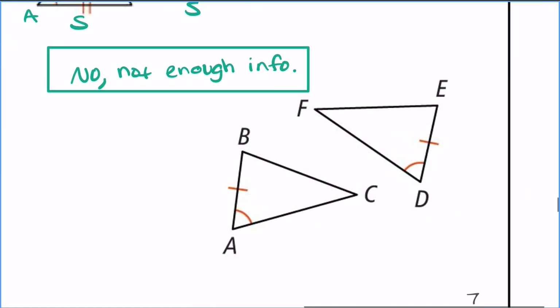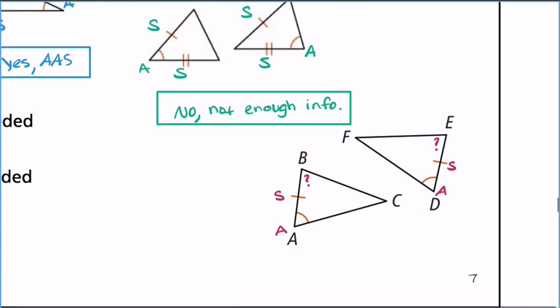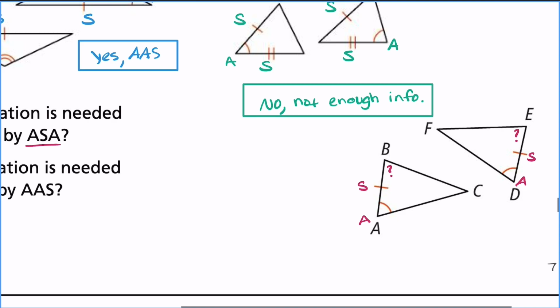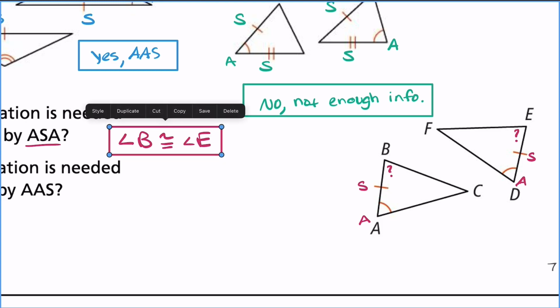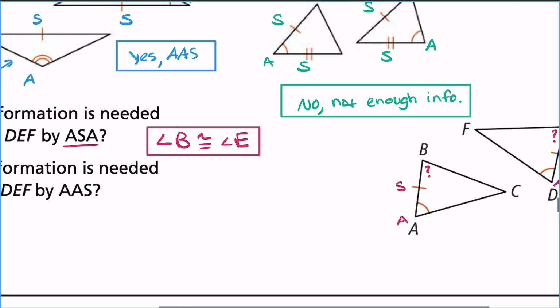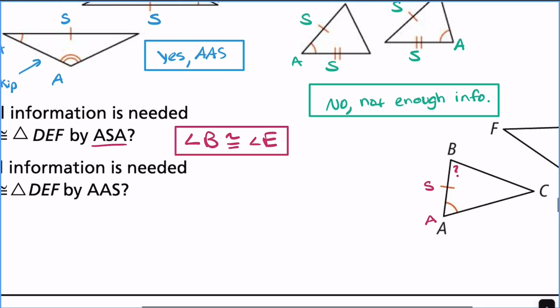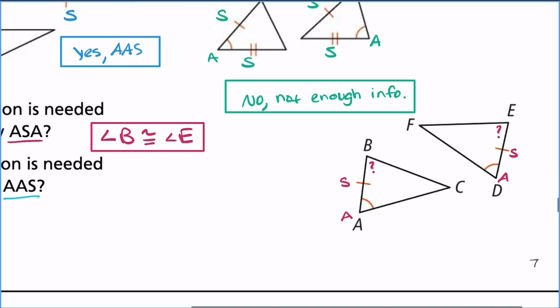So in this case, I'm going to start here at an angle, a side, and then an angle. So angle, side, and angle. So we would need to know that angle B was congruent to angle E. How would we know by angle, side? That's where we're going to have to skip.